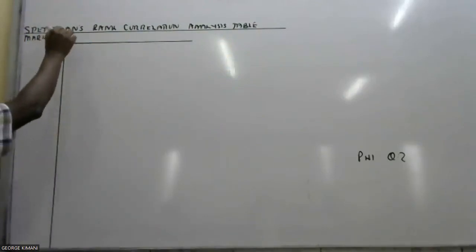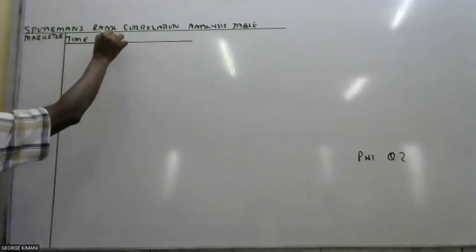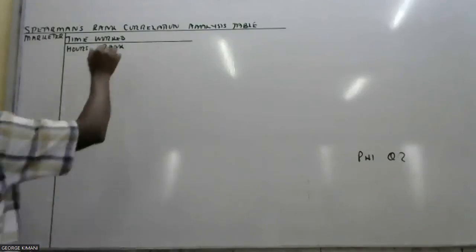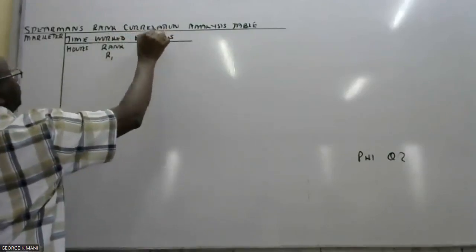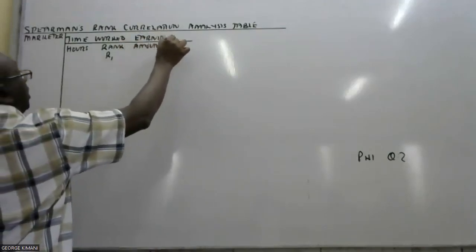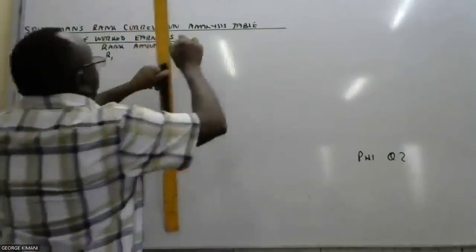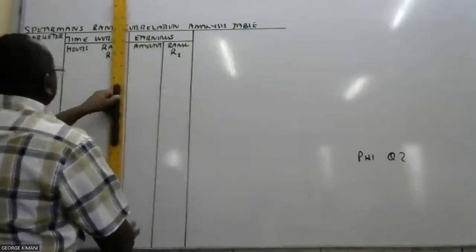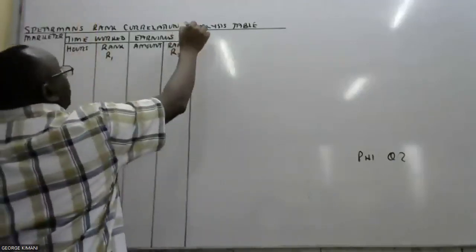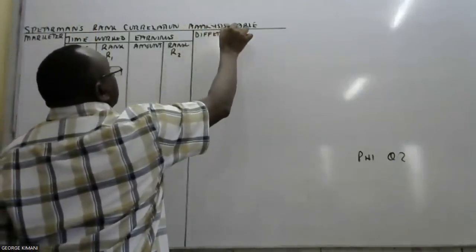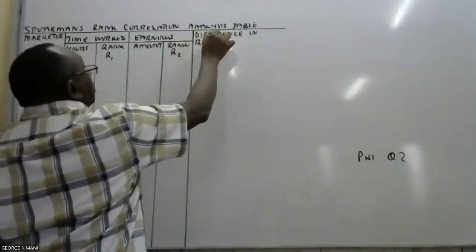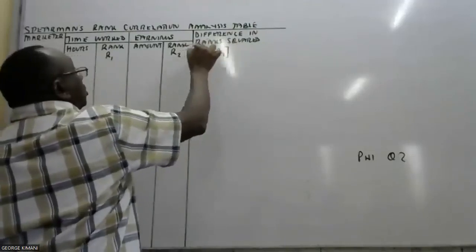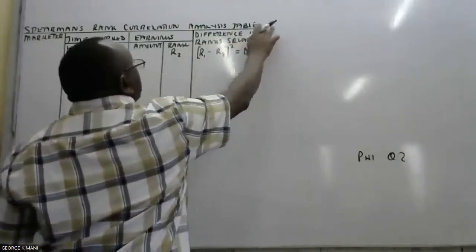So let me put it time worked, so that I have the hours, and then I have rank. This one we'll call it R1. Then we have earnings, which I want to call amount, and then rank. That is R2. Then we have difference in rank squared. That is R1 minus R2. You square this and you get this squared as the difference.